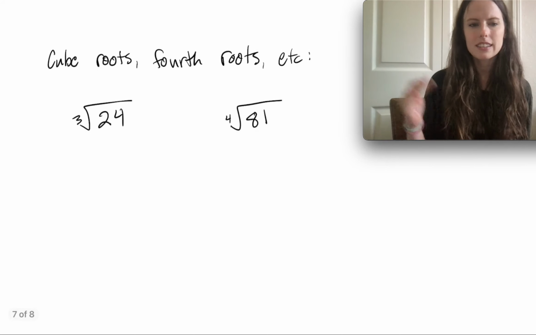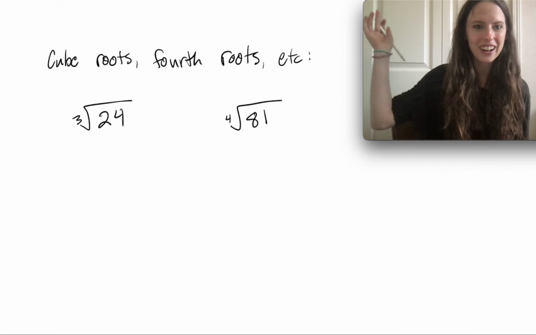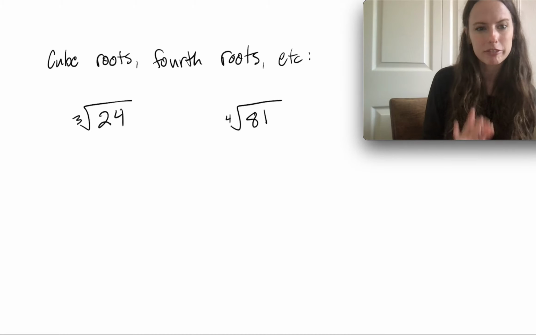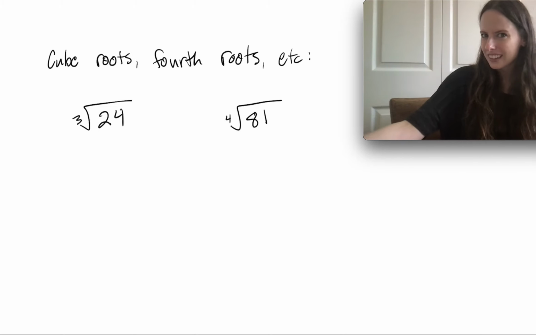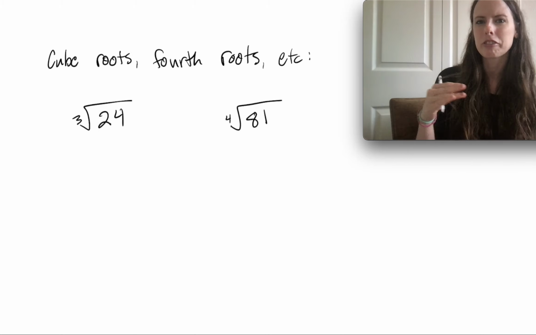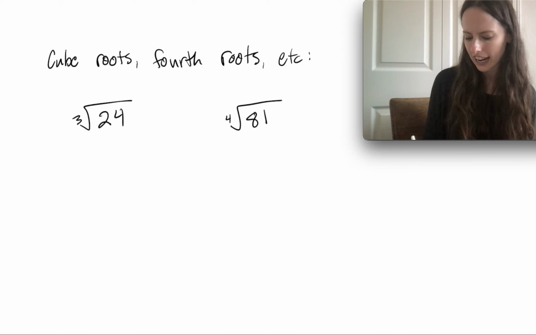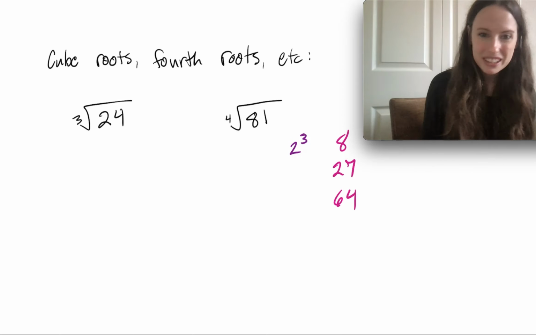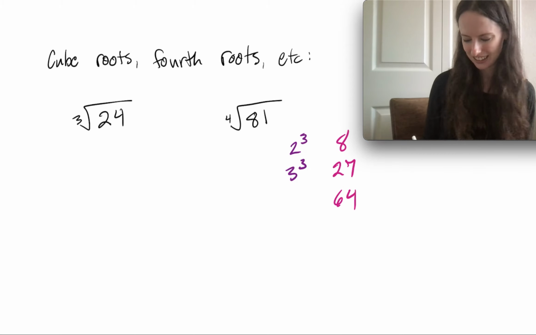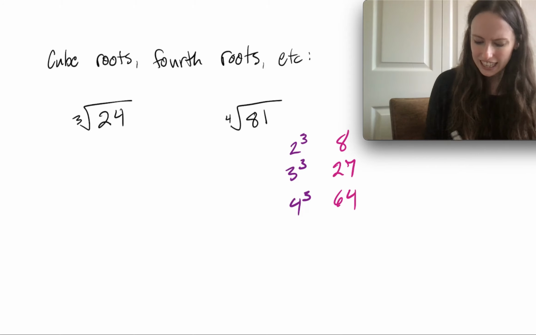Finally, let's talk about cube roots, fourth roots, etc. You've got fifth roots, sixth roots, it can go on and on. So here we have the cube root of 24. Now, rather than looking for perfect squares that go into 24, we're going to look for perfect cubes that go into 24. So some perfect cubes are 8, 27, 64. 8 is a perfect cube because it's 2 cubed. 27 is a perfect cube because it's 3 cubed, and so on. So a perfect cube that goes into 24 is 8.